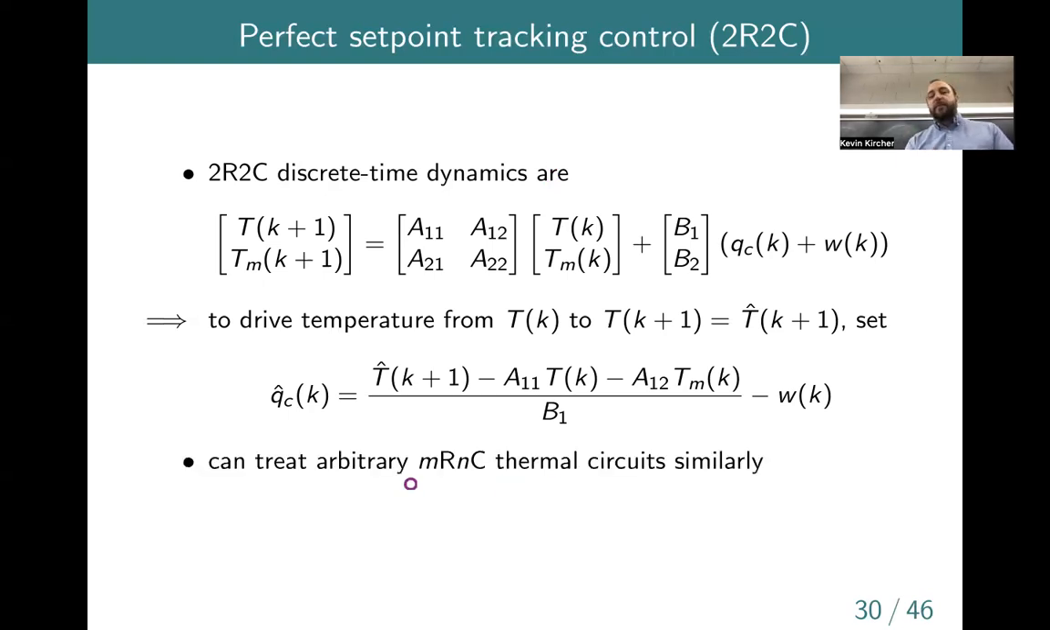With some hand waving, you can treat higher order thermal circuits similarly, but at least for homework problems in this class, we probably won't do that. In applications, though, if you're working with a bigger building, a multi-zone building, or maybe several buildings that are all coupled somehow, then you might need that machinery, but basically the steps look pretty similar to what I've done here.